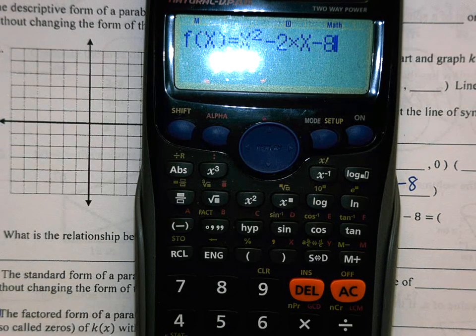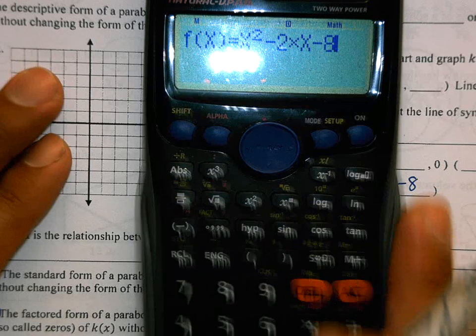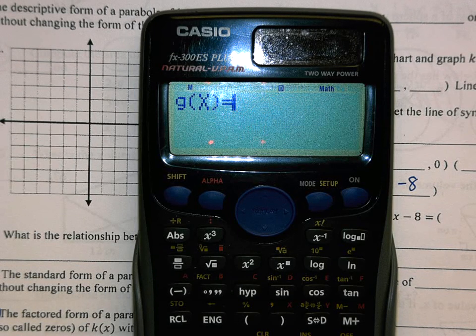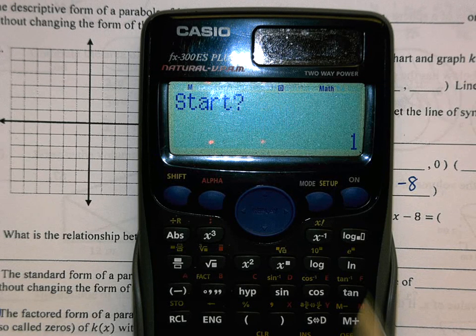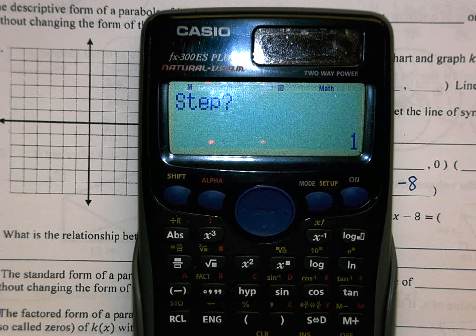I can type in my equation, x squared minus 2x minus 8. I can even type in a second equation on some calculators, but I'm not going to put one there. I want to start at -4. I want to go to +4. And I want to count by ones, stepping every step by 1. -4, -3, -2, and so on.